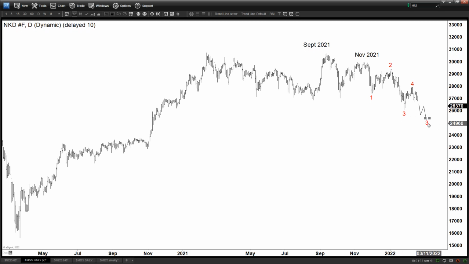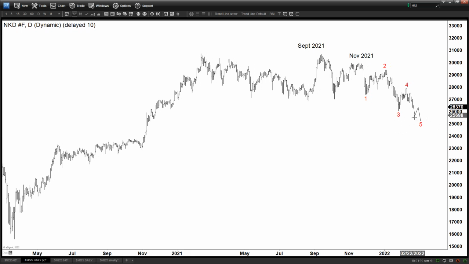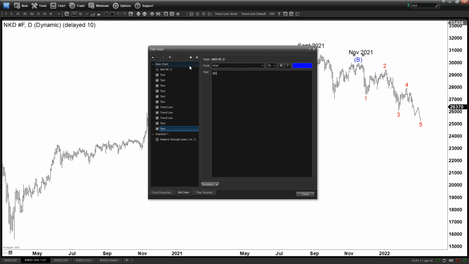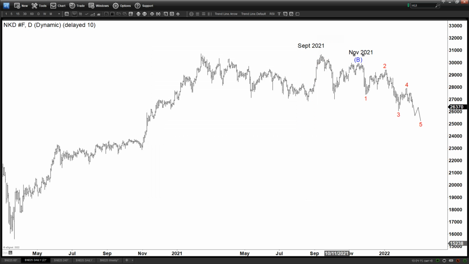And the question is, okay, so then what exactly is the structure here? If this is a 5 waves down from here and this also looks impulsive, you can conclude, well, this has to be some sort of an ABC of some kind over here. So you are in the C leg over here.